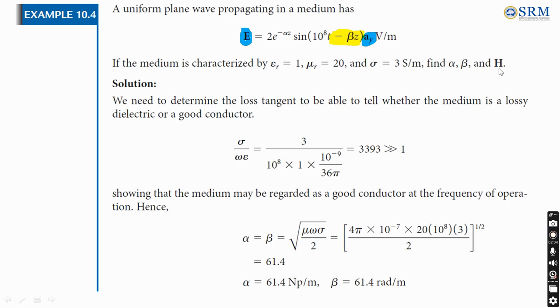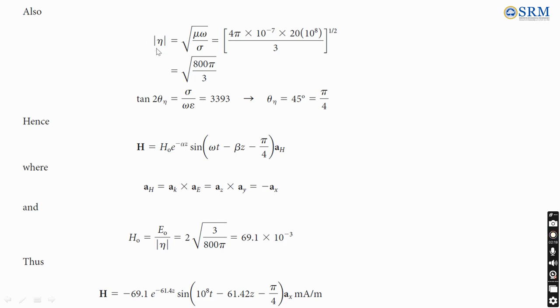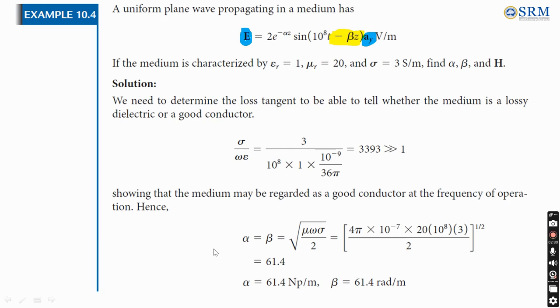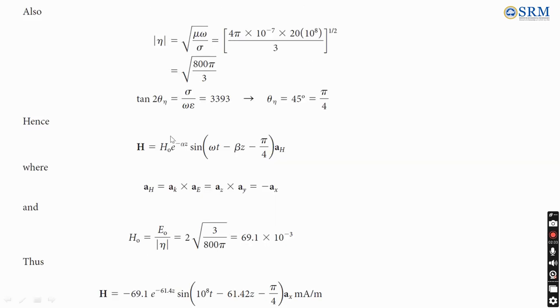Now to find the magnetic field, we need to find the magnitude of the magnetic field H naught, the direction of that magnetic field, as well as what phase shift it is undergoing. First, we know the relation H naught is equal to E naught by eta, and from that we can find the magnitude, right? E naught is already given in the question, it is 2. We are supposed to find the magnitude of eta. For a good conductor, it is root of mu omega by sigma.